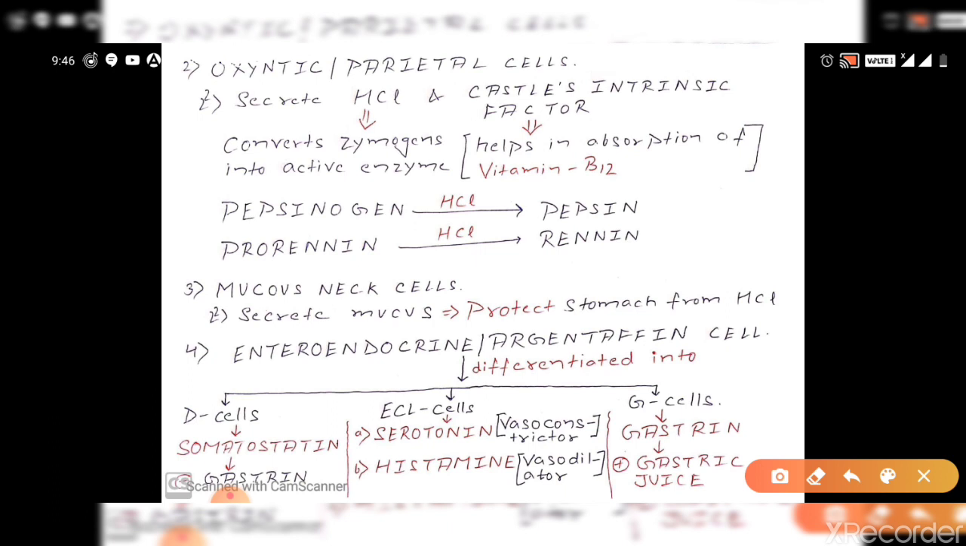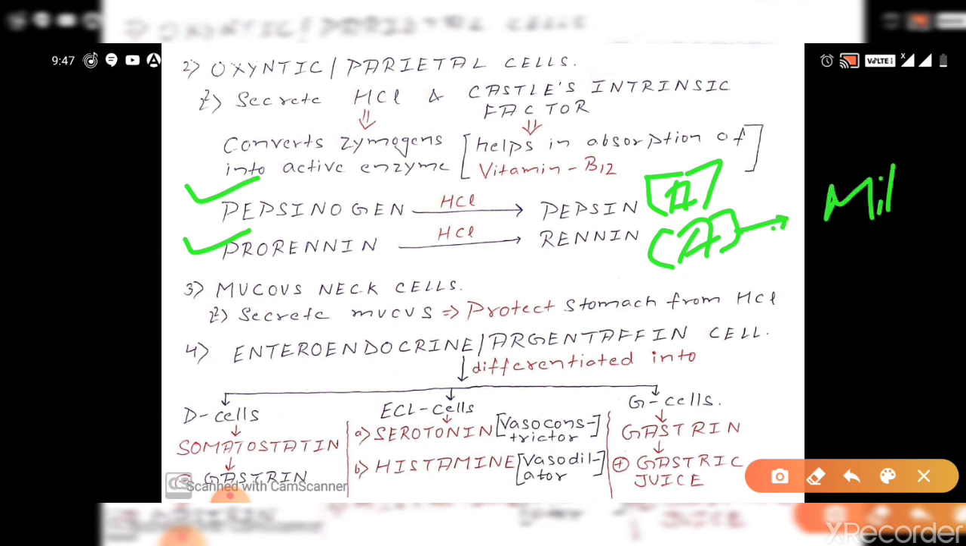Now the function of HCl. HCl converts the inactive enzyme that is secreted by the chief cell into the active one. Like here, pepsinogen is converted to the active one, that is pepsin. Prorenin is converted to renin. Renin is active. Renin helps in digestion of milk in infants.